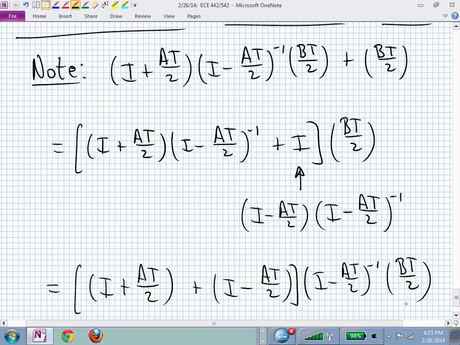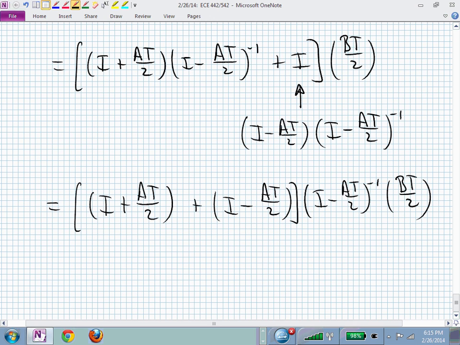Is that okay? All I did was rewrite the identity matrix as a product, and factor out a common matrix from those two terms inside the square brackets. That common term was (I minus AT over 2) inverse. But look at what happens inside the square brackets. Now we can relax a little, right? We've cleaned that mess up.